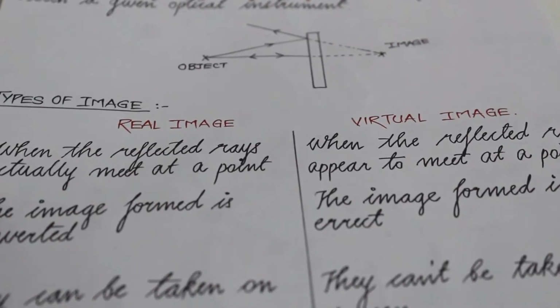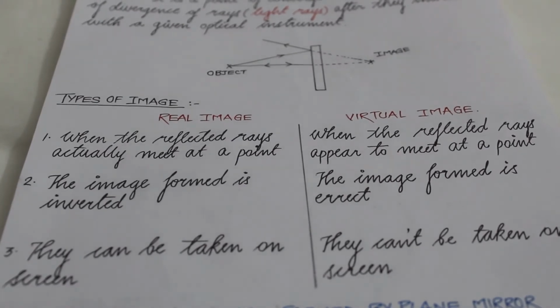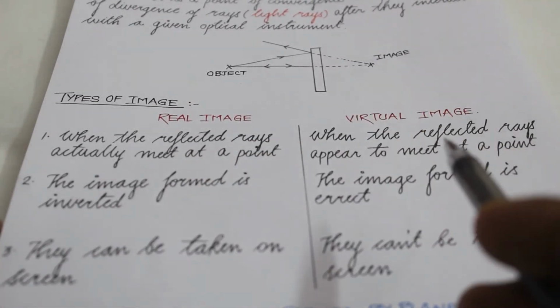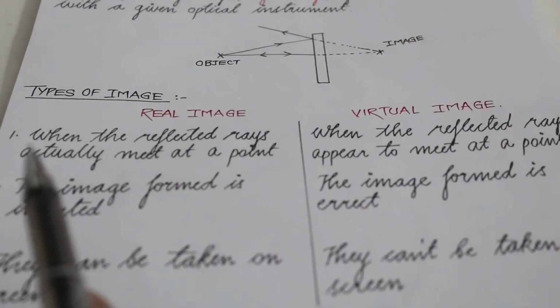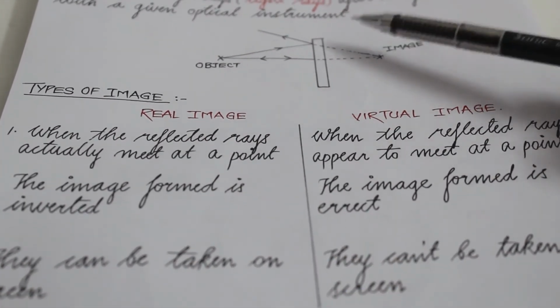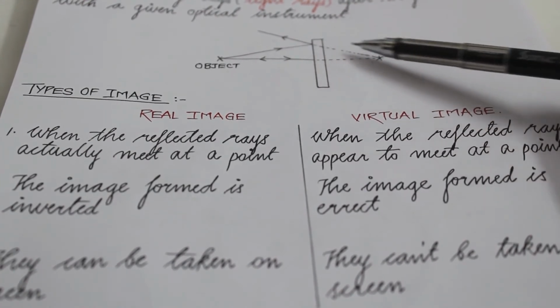Moving on, we will study types of image. There are two types of images formed: real image and virtual image. I have given the difference between them for your better understanding. Real image, when the reflected rays actually meet at a point. In this diagram, they were not actually meeting at a point. We were assuming that they will meet.